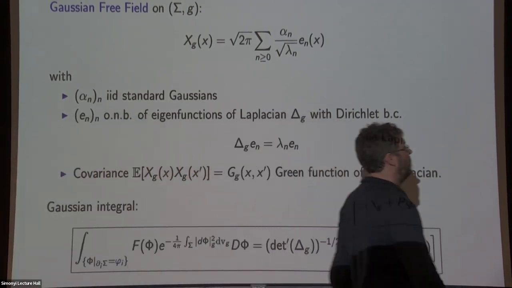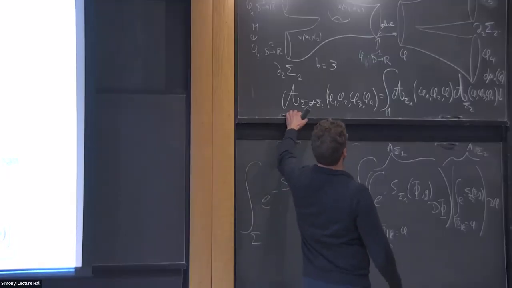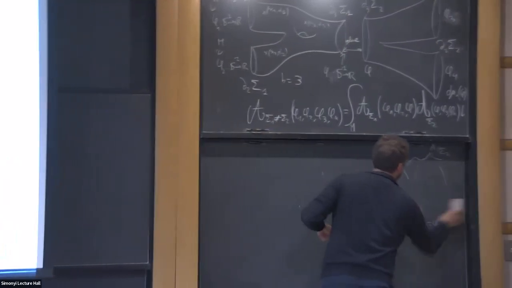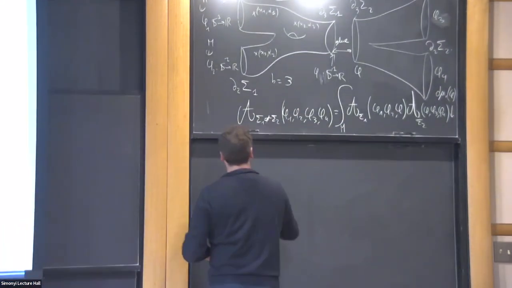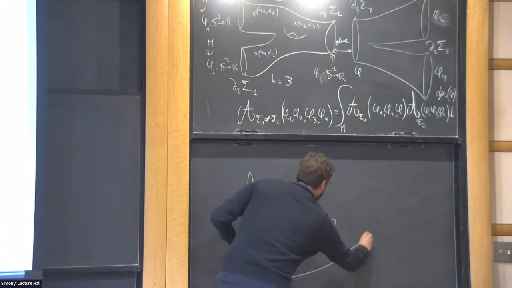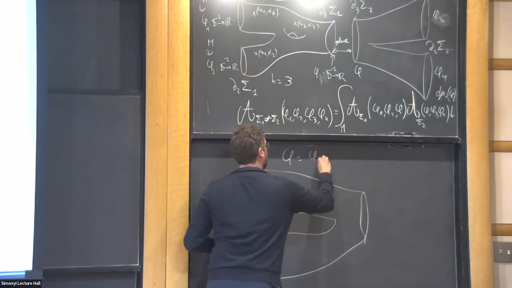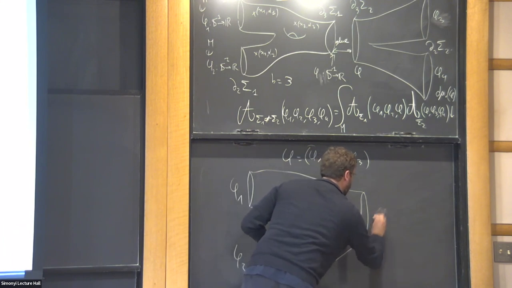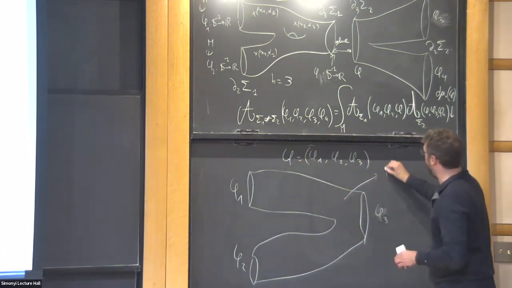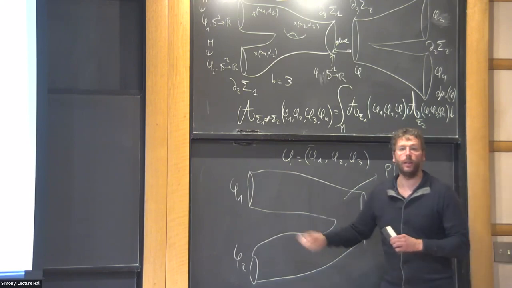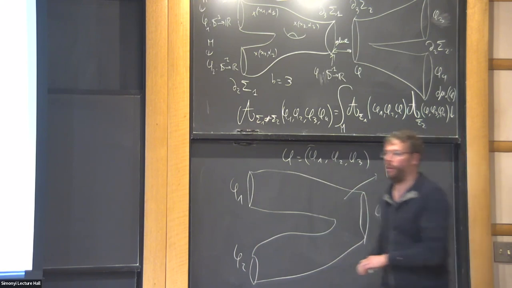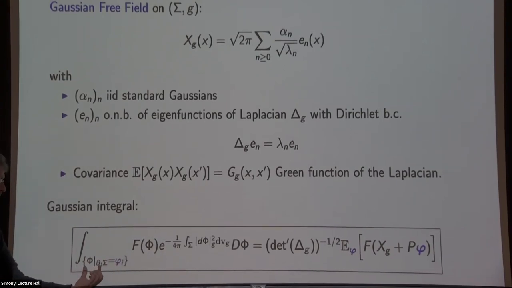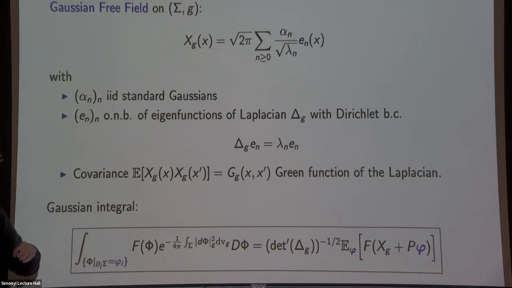Phi is the collection of fields on the boundary. I have my surface, and phi is phi one, phi two, phi three. So P phi inside my surface sigma is the unique harmonic function which is equal to phi one, phi two, phi three on the boundary. I integrate over my Gaussian free field, and this corresponds to taking this integral and prescribing my field on the boundary to be equal to these phi ones, et cetera.